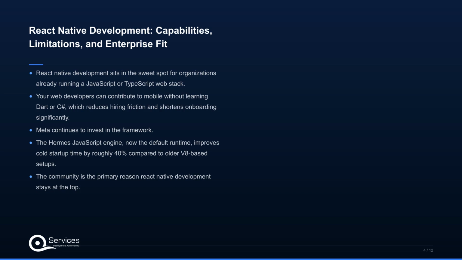The Hermes JavaScript engine, now the default runtime, improves cold startup time by roughly 40% compared to older V8-based setups. The new architecture replaces the asynchronous bridge with JSI for synchronous native calls, addressing the performance bottlenecks that used to concern enterprise architects most. The community is the primary reason React Native development stays at the top.